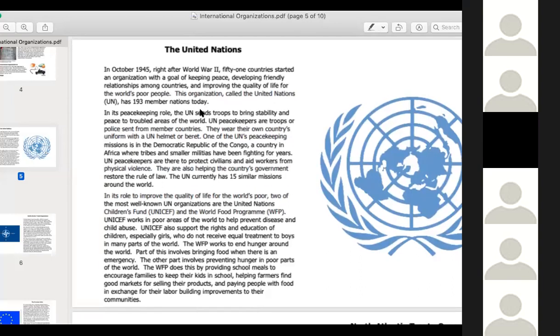All right, the United Nations. In October 1945, right after World War II, 51 countries started an organization with a goal of keeping peace, developing friendly relationships among countries, and improving the quality of life for the world's poor people. This organization, called the United Nations, has 193 member nations today. So right off the bat, we probably got a few answers.